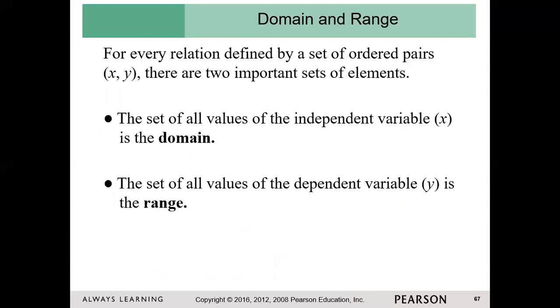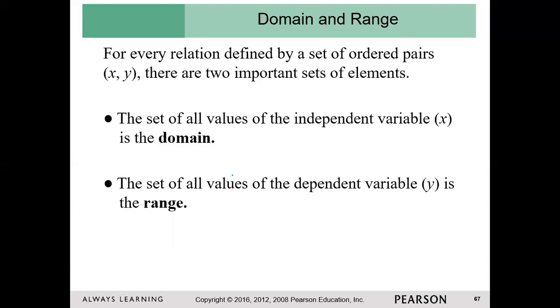Okay. So for every relation defined as a set of ordered pairs (x, y), there are two important set elements. You have the x values, which are your domain, and you have the y values, which are your range. This is a concept that seems to come back quite a bit throughout this course. It goes away, and then it comes back again. So it's worth remembering and studying, so you don't have to constantly go back to this video to remember what the domain and range actually are.